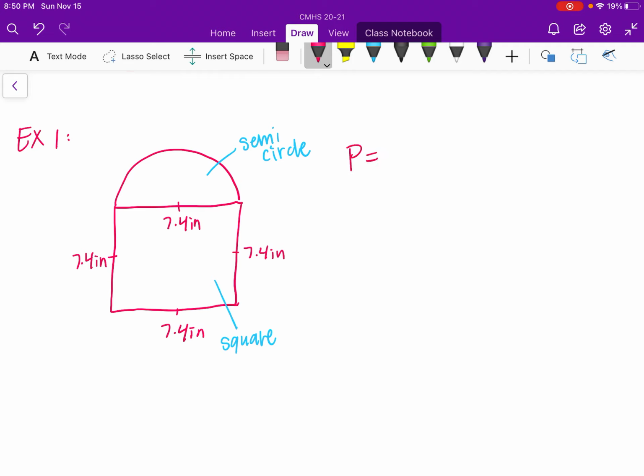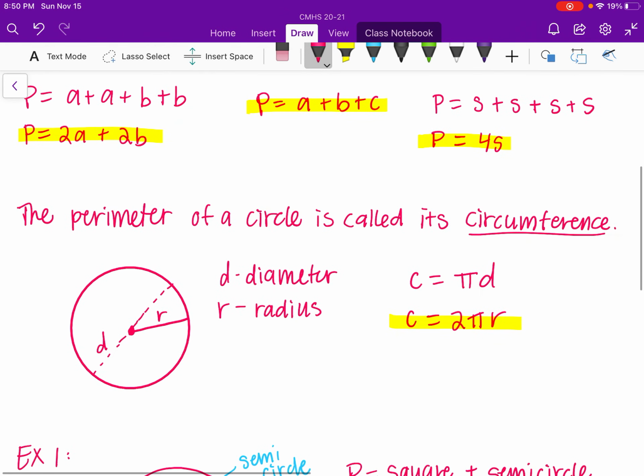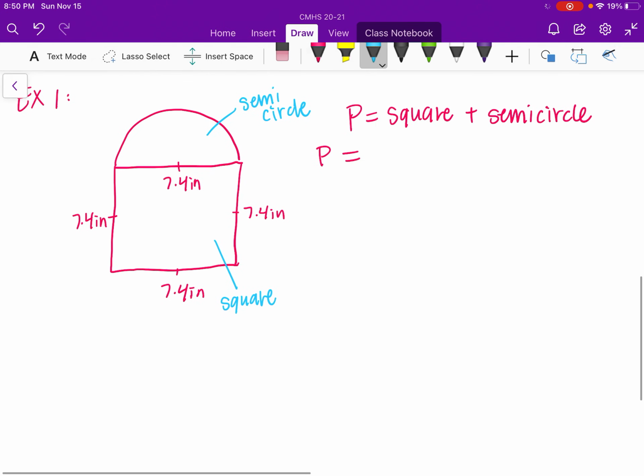So let's find the perimeter around this whole thing. Perimeter is we have a square plus a semicircle. Alright, so the perimeter for a square, let's go back up, is 4 times S. However, let's look at what we're actually measuring. Side 1 on the outside, side 2 on the outside, and side 3 on the outside. We don't need that 4th side. So we're only going to say 3S.